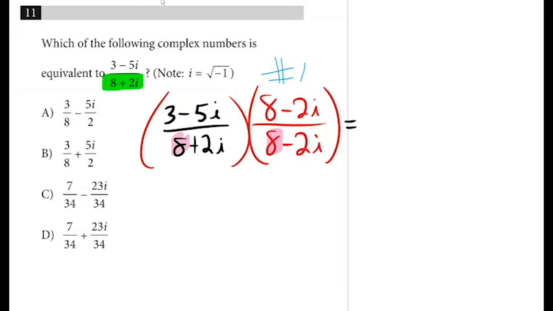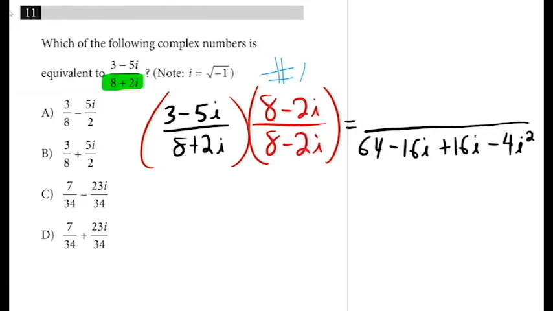First times first is going to give us 64. Outer times outer is going to give us negative 16i. Inner times inner is going to give us positive 16i. And last times last is going to give us negative 4i squared. So far, that's what we have on the bottom. And let's go ahead and FOIL out the top now. First times first is 24. Outer times outer is negative 6i. Inner times inner is negative 40i. And last times last is positive 10i squared.